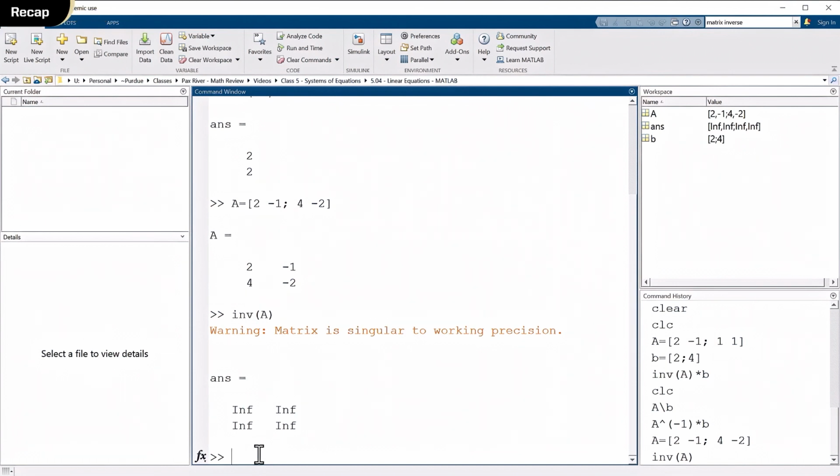So there you go. Now you know how to find solutions to linear equations, at least in a simple way, and you know how to solve those problems in MATLAB. I hope this helps, and we'll talk to you next time.